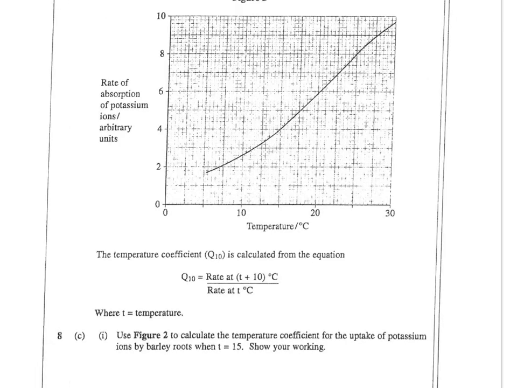Question 8c seems to be a bit of a strange question, but all you need to do is just follow the equation really. So when t is 15, find what the rate is. Okay, so for t is 15, the rate there is 4. So the rate at t would be 4. The rate at t plus 10, so that would be 15 plus 10, so that's 25. So the rate at 25 is a value of 8. So 8 divided by 4 gives you an answer of 2.